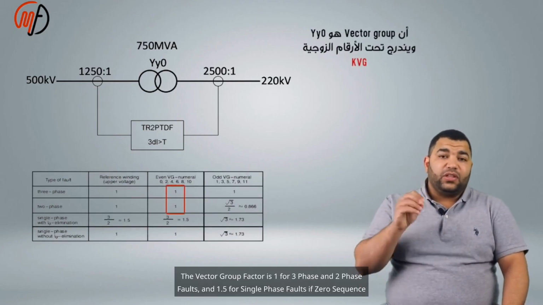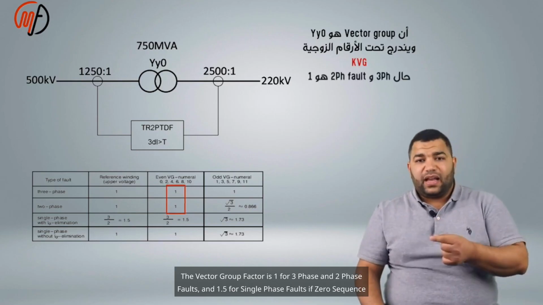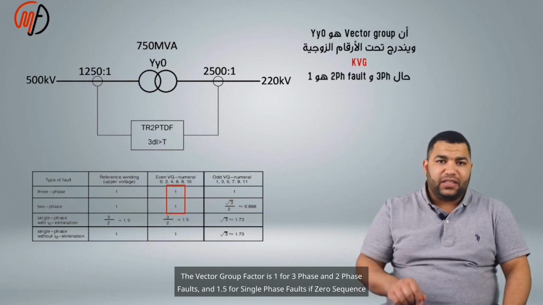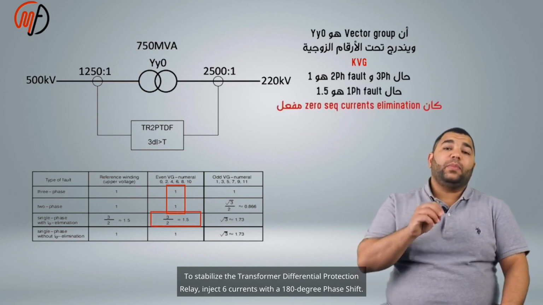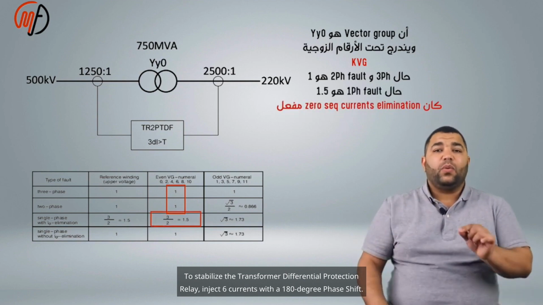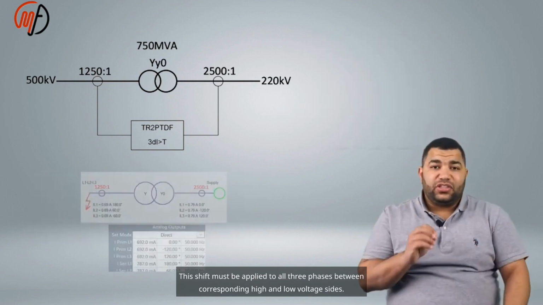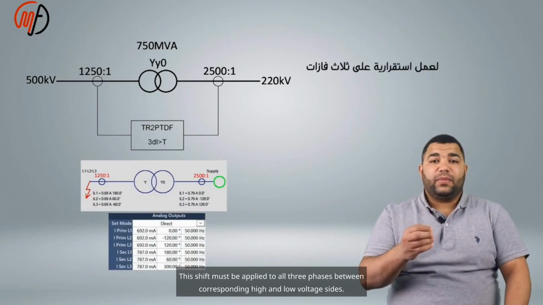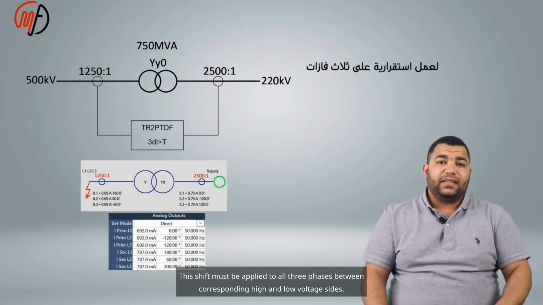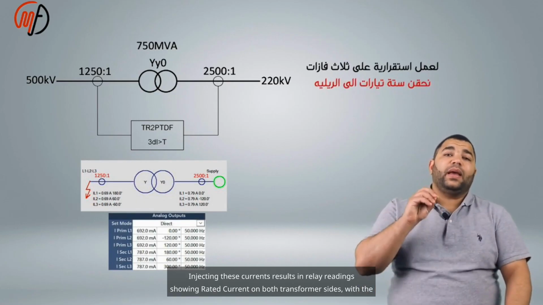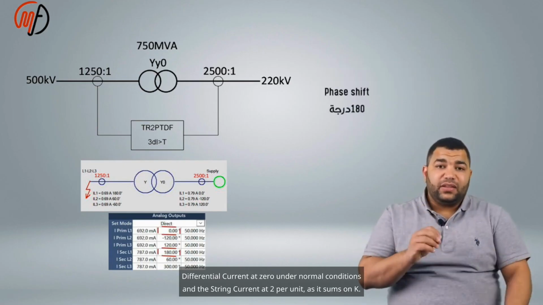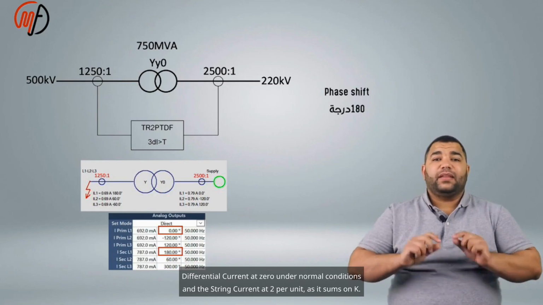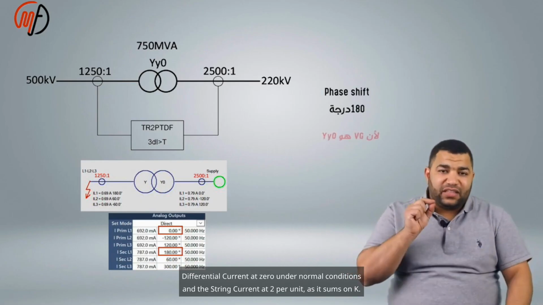The vector group factor is 1 for 3-phase and 2-phase faults, and 1.5 for single-phase faults if zero sequence elimination is activated. To stabilize the transformer differential protection relay, inject 6 currents with a 180-degree phase shift. This shift must be applied to all 3 phases, between corresponding high and low voltage sides. Injecting these currents results in relay readings showing rated current on both transformer sides, with the differential current at 0 under normal conditions, and the string current at 2 per unit, as it sums on K.